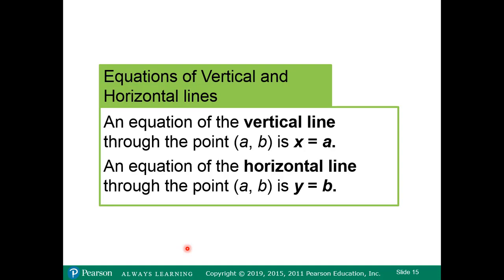Now what about equations of vertical and horizontal lines? You kind of already know this from previous discussions, but now we're going to make it obvious. An equation of a vertical line is always going to be of the form x equals a, where the variable x is equal to some constant, and the line goes through the point (a, b). A vertical line never has a y-intercept, so it's always of the form x equals some constant a. A horizontal line is always of the form y equals b, where b is the y-intercept. So it always goes through the point (a, b).